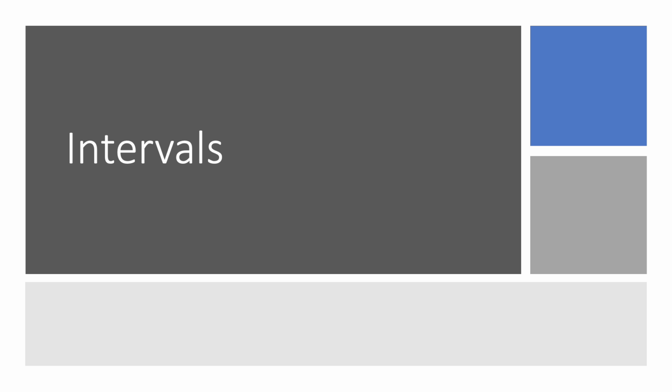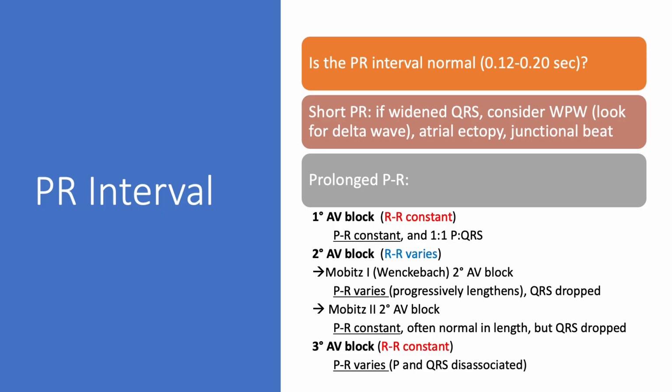Okay, so let's talk about intervals. As a reminder, the normal PR interval is 120 milliseconds to 200 milliseconds. So that's 3 small boxes to 5 small boxes on a 12-lead ECG. If you have a shortened PR interval, look to see whether or not you have a widened QRS. And if you do have a widened QRS, consider Wolff-Parkinson-White. Look for that delta wave.